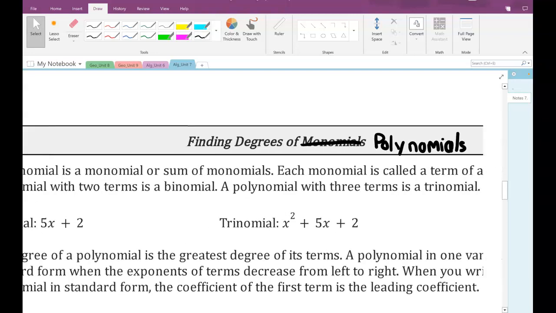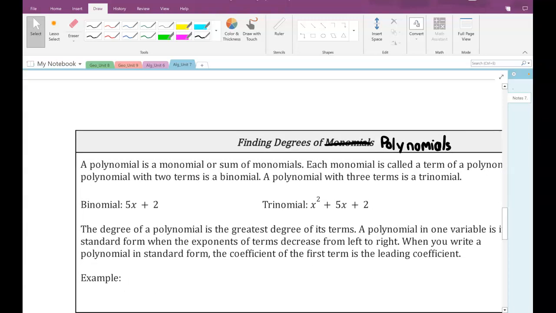So a polynomial is made up of a bunch of monomials together. Each monomial is called a term. So you may have heard me say that before, like first term, second term, or if I'm helping with your homework, you have to add these two terms together. That's what I'm meaning. It's just like two pieces of your expression.